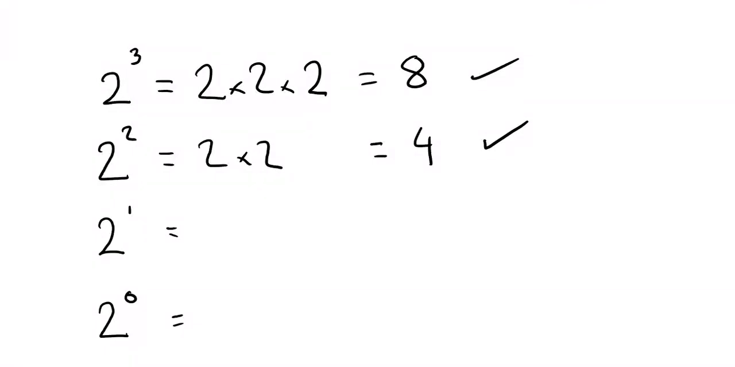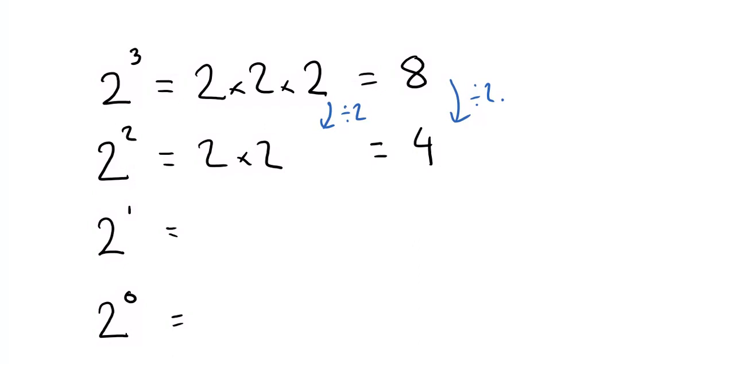So now we want to carry this on and see if we can logically figure out what is going to be 2 to the 1, 2 to the 0, and then those negative exponents as well. The pattern that we're looking for here is every time we go down a step, we're losing a multiplication by 2. Or in other words, what we're really doing here is dividing by 2. We're dividing by 2 to get from 8 to 4, reducing the number of multiplications by 2.